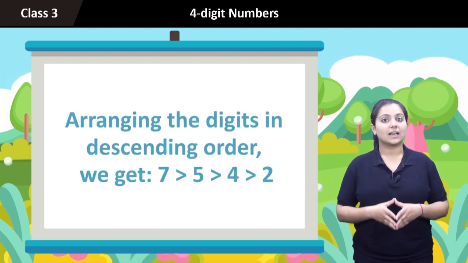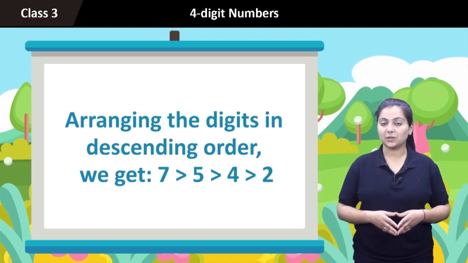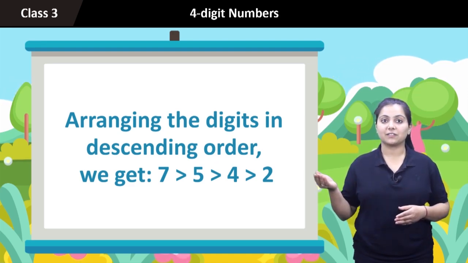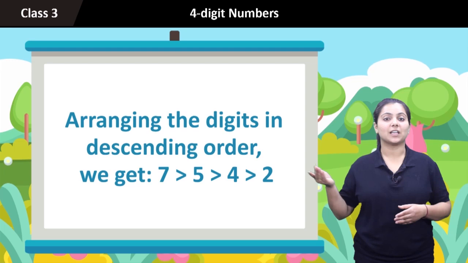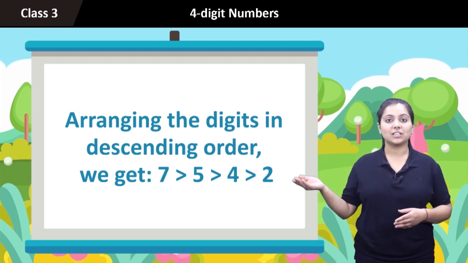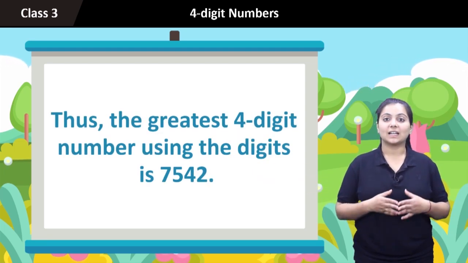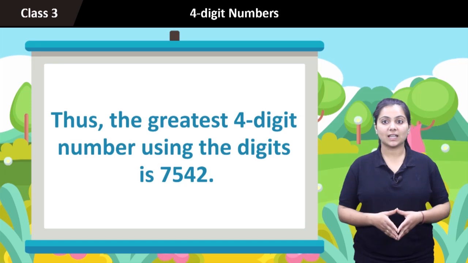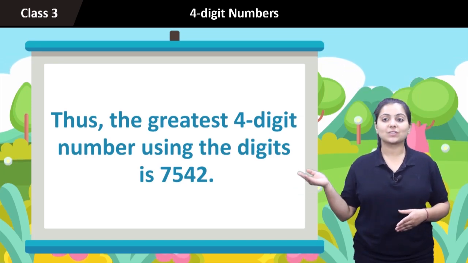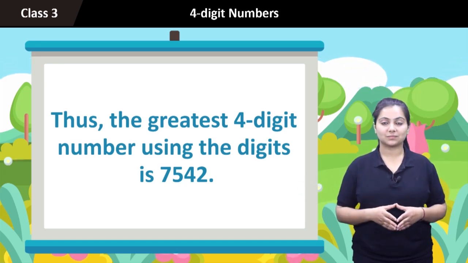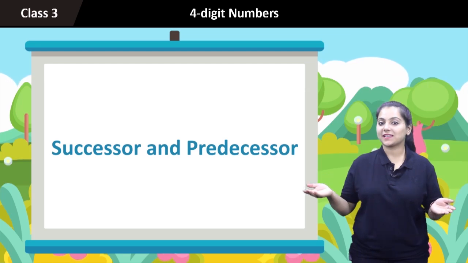Example 3. Form the greatest 4-digit number using the digits 5, 4, 2, 7. Arranging the digits in descending order, we get 7 is greater than 5, 5 is greater than 4, 4 is greater than 2. Thus, the greatest 4-digit number using the digits is 7542.